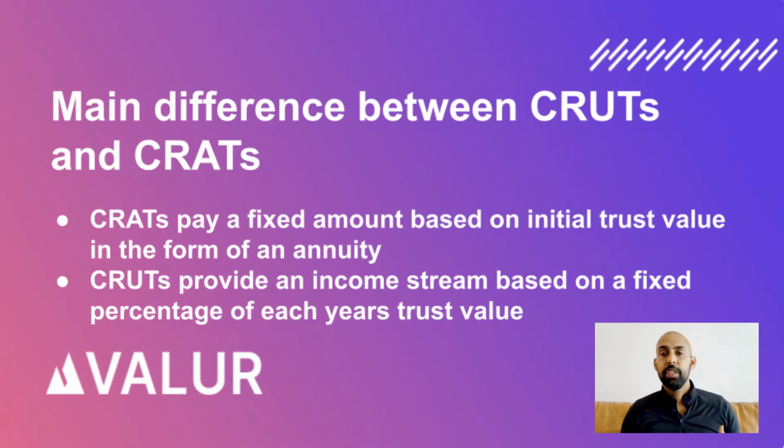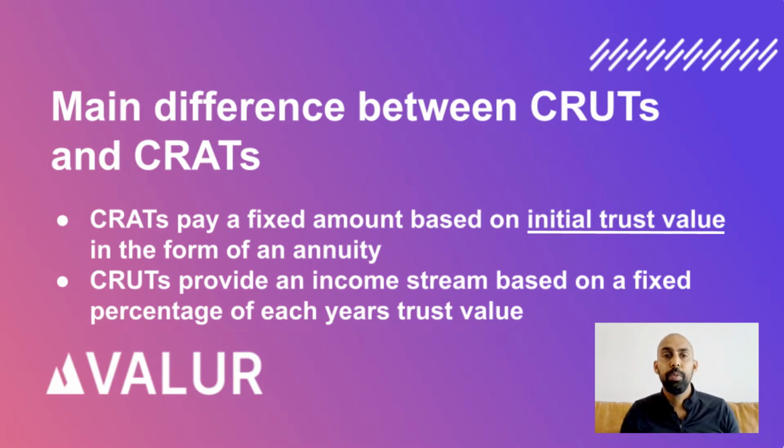The main difference between a CRUT and a CRAT is that a CRAT, or charitable remainder annuity trust, pays a fixed annual amount to the designated beneficiaries for the length of the trust. The value of that annuity is calculated as a fixed percentage that doesn't change for the length of the trust, a fixed percentage of the initial value of the trust assets. But that amount, that fixed percentage, has to be at least 5%.